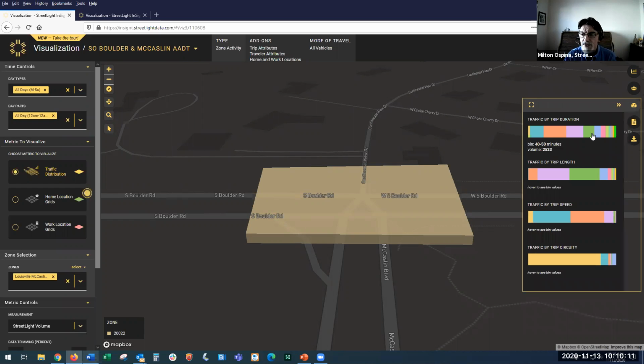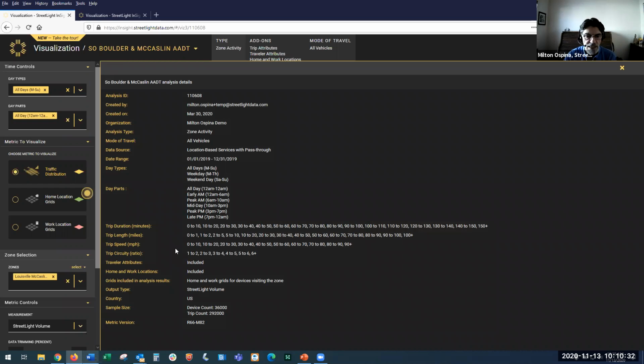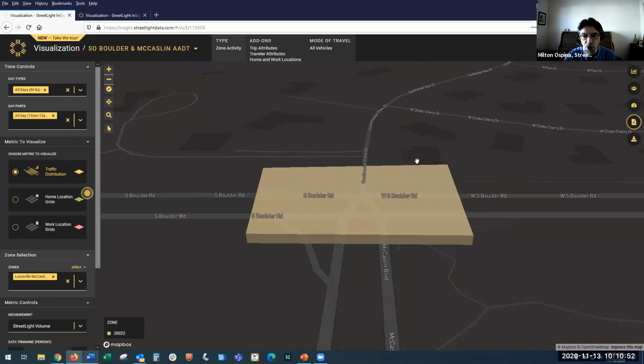Another thing we can infer is the duration of that trip, 10 to 20 minutes or 40 to 50 minutes, the length of that trip, 5 to 10 miles or 10 to 20 miles, as well as speed and so on. One of the things we always do when you use our platform is give you the metadata, the details of the data that was collected for this analysis. I'm looking at the entire 2019, but I'm also telling you how many devices were used. There were 36,000 devices and almost 300,000 trips during that period in order to do this calculation. We always provide that back to you.